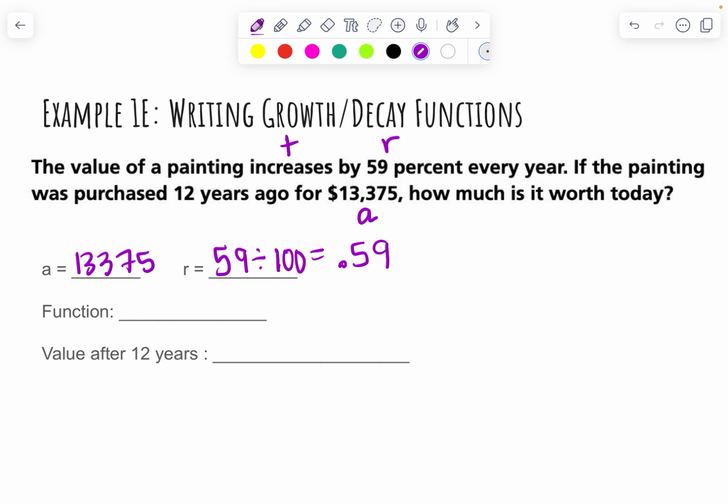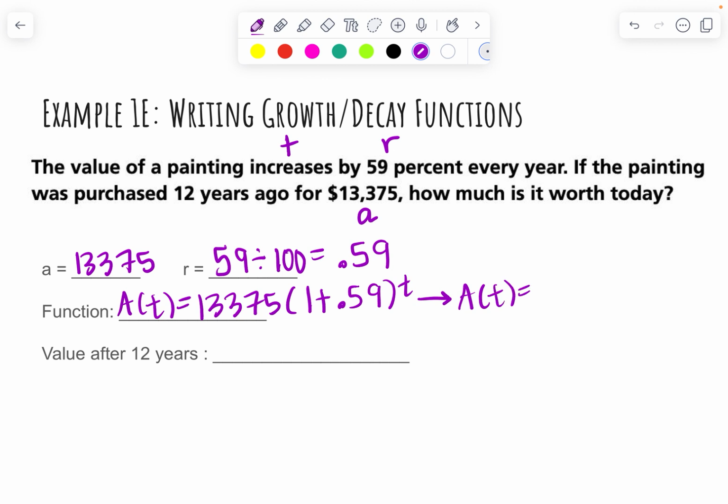So our function then, A of t equals 13,375 times 1 plus 0.59 to the power of t, which then simplifies to A of t equals 13,375 times 1.59 to the power of t.